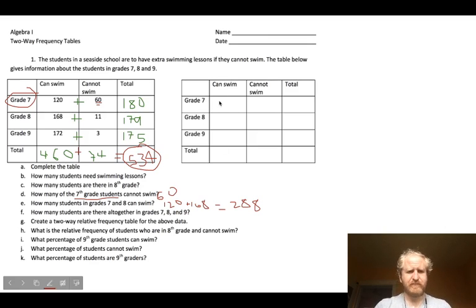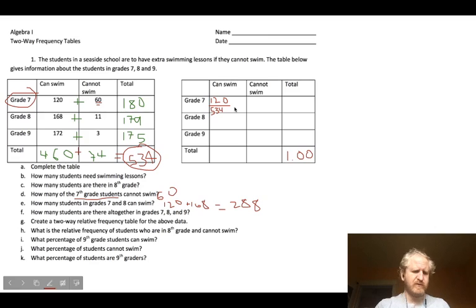So we're making a two-way relative frequency table for the above data. If we were going to do the amount of how many grade 7s can't swim, you would do 120 divided by your total. That's why I said you get a decimal. And then at the end, you should get a decimal that equals 1.00.